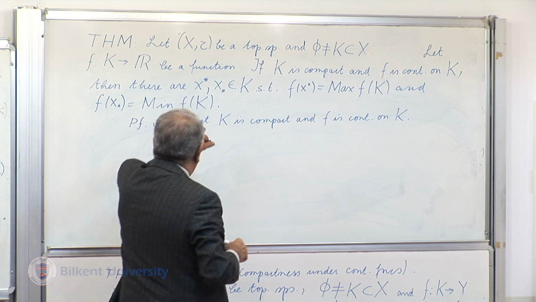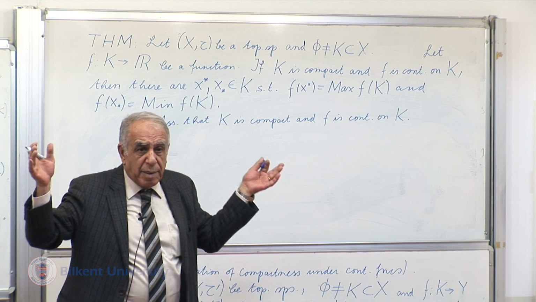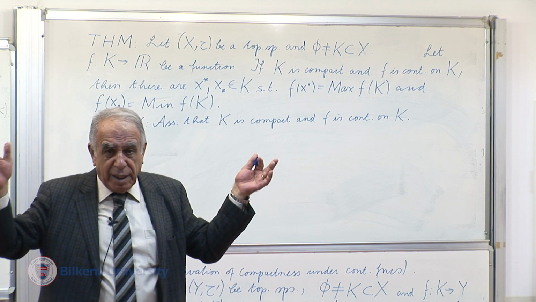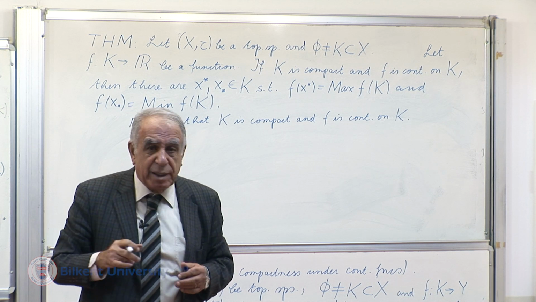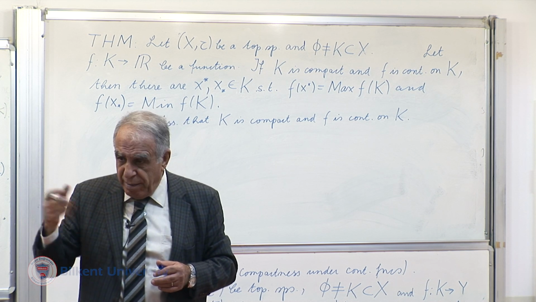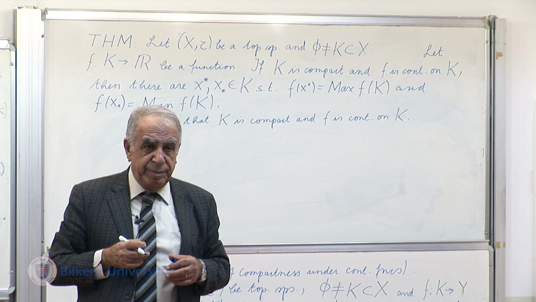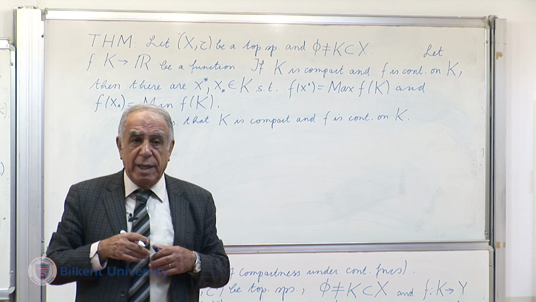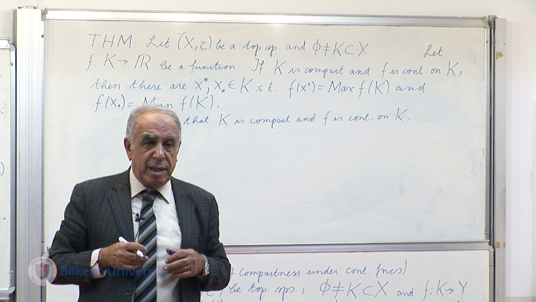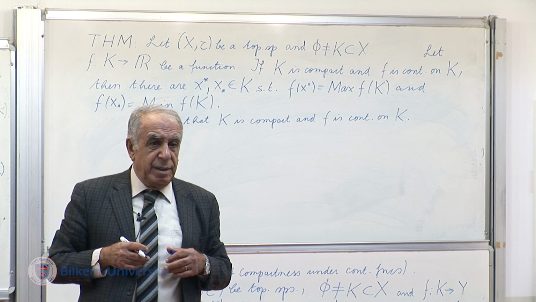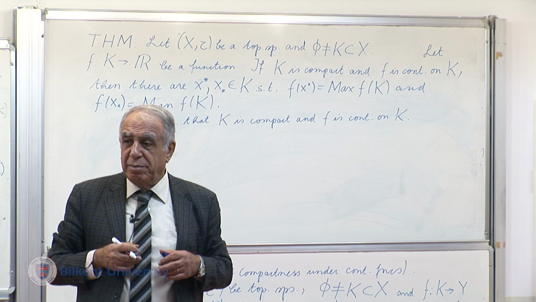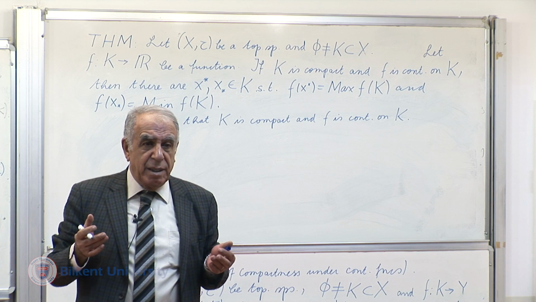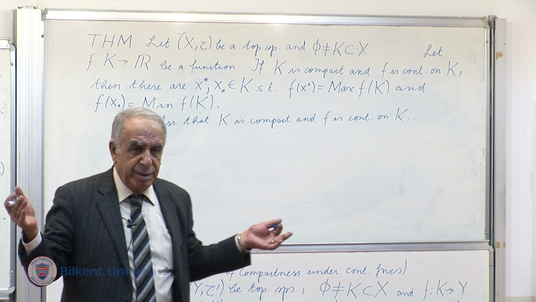Now you will discover every statement which will follow. F of K, that's a subset of reals, and the claim is that that subset of reals has both a maximum and a minimum. What do we know about F of K as a subset of R? Just by the preceding theorem, F of K is compact.